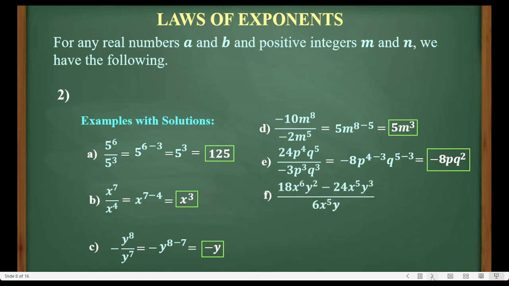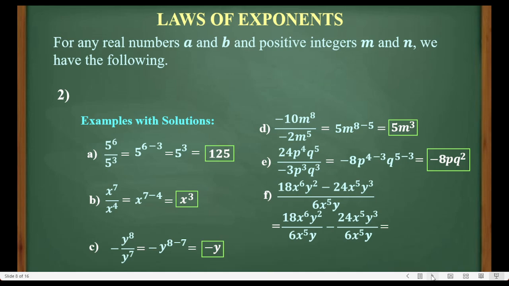How about this one? A two-term expression to be divided by a single-term expression. Binomial divided by monomial. So what do we do? Of course, each term from the numerator is to be divided by 6x to the 5th y. So this is what happens. This term right here divided by this term from the denominator, which is this one, minus 24x to the 5th y cubed divided by 6x to the 5th y, which is this one.